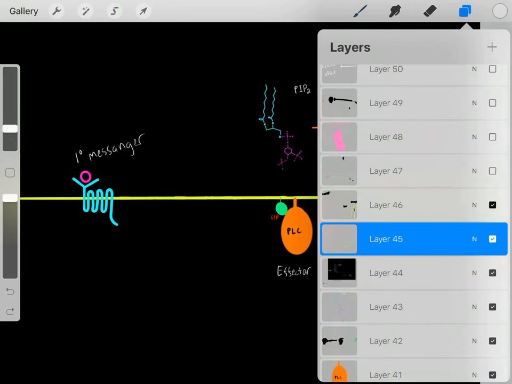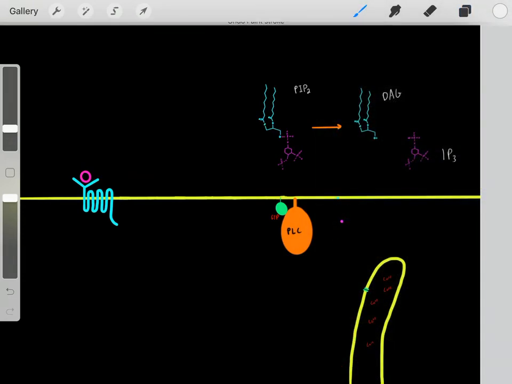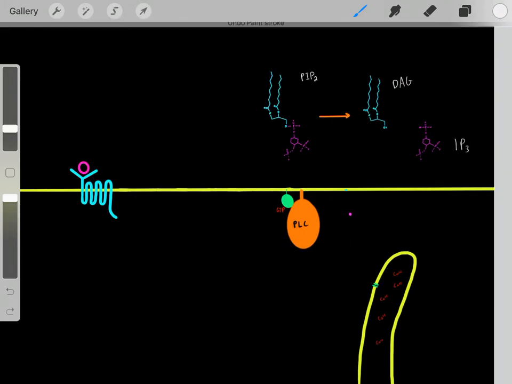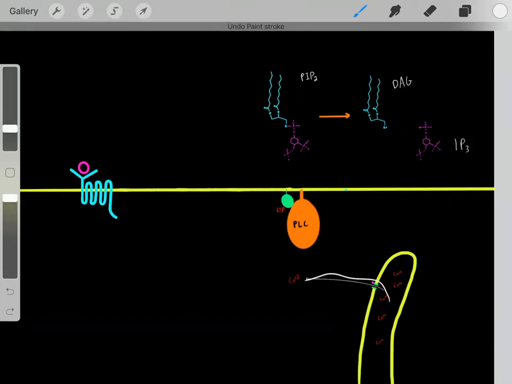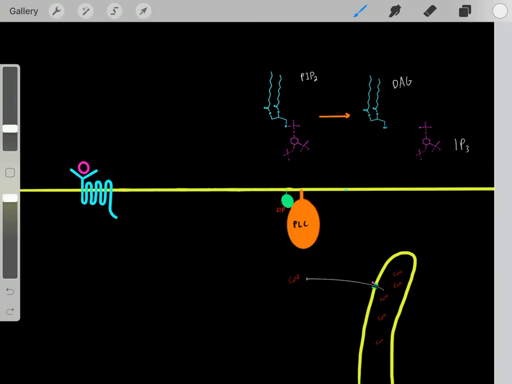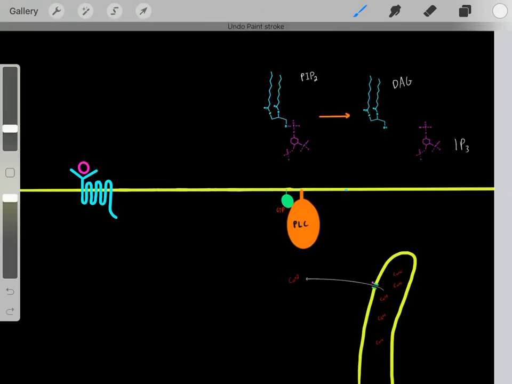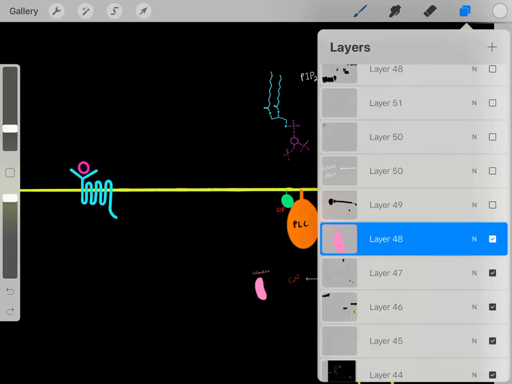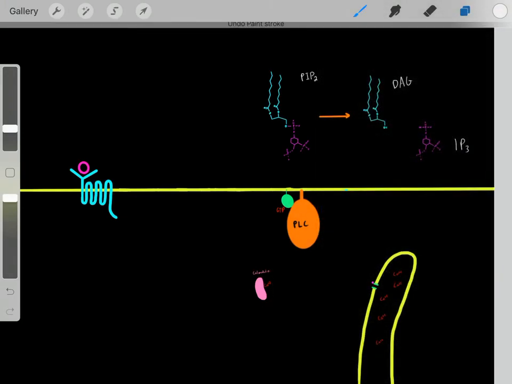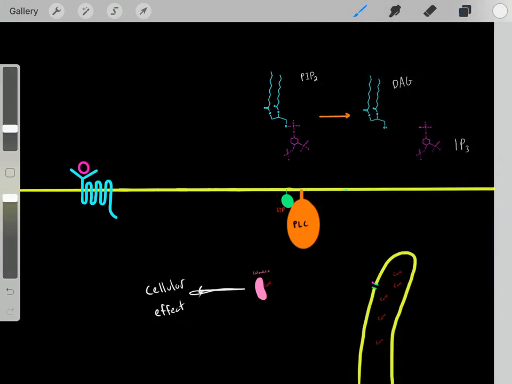So now that we created this IP3, what is it going to do? Essentially, it binds to this channel on the endoplasmic reticulum and opens the channel. Now that this calcium channel is opened, calcium ions flow into the cytoplasm. So again, this IP3 opens this calcium channel, allowing calcium ions to enter the cytoplasm. Now the calcium ions will bind to calmodulin. When the calcium ions bind to calmodulin, calmodulin is activated, and now it can cause real cellular changes within the cell. It can have some kind of cellular effect.